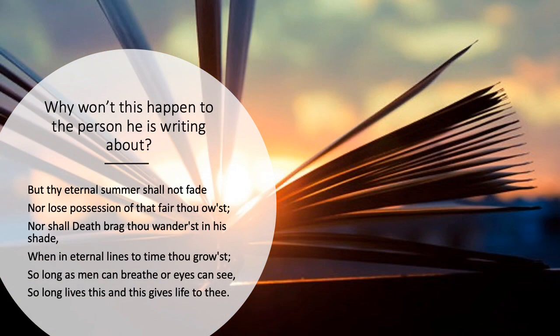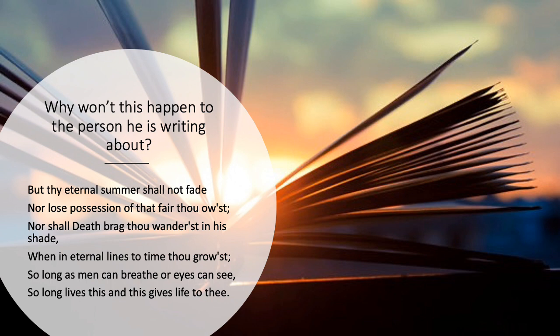The final question that we have to answer is, why won't this happen to the person he is writing about? In the previous couple of lines, we found out what Shakespeare thinks will happen to all beautiful things. Now, according to Shakespeare, that won't happen to the person he's writing about. Out of interest, scholars over the years have come to the conclusion that Shakespeare was speaking to, at this point, a young man, and approximately 126 of his sonnets were said to be aimed towards this man.